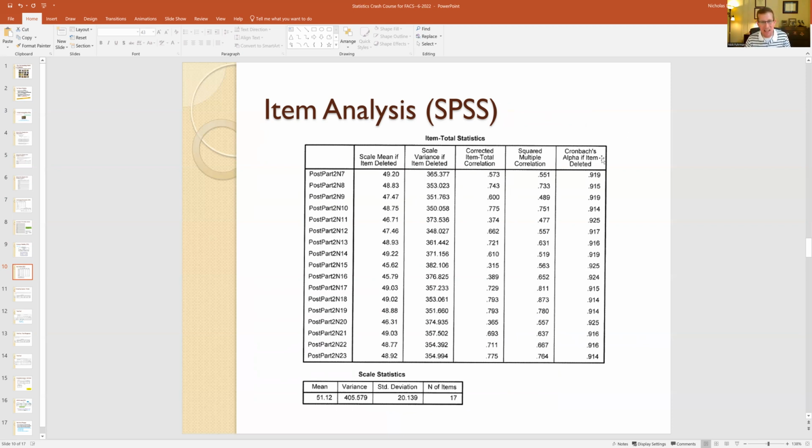This column right here in SPSS will tell us if we got rid of an item, what would it do to our Cronbach's alpha? Would it go up or down? And in our case, you remember 92.3, or 0.923, was our alpha value. Notice most of the time, my goodness, if we got rid of one of these, it's not going to be making that big of a difference.